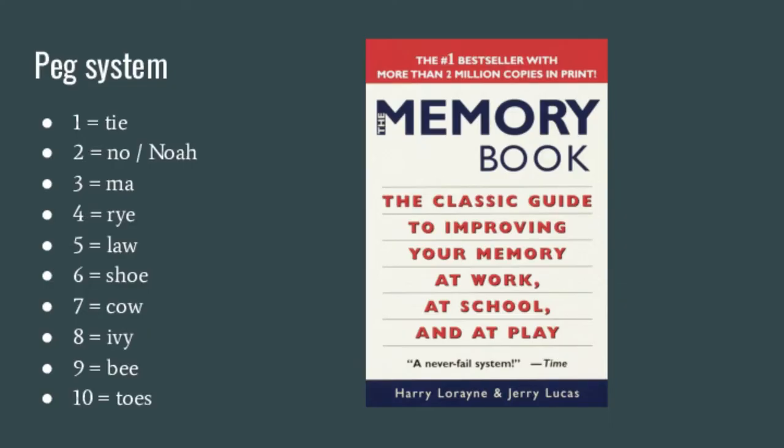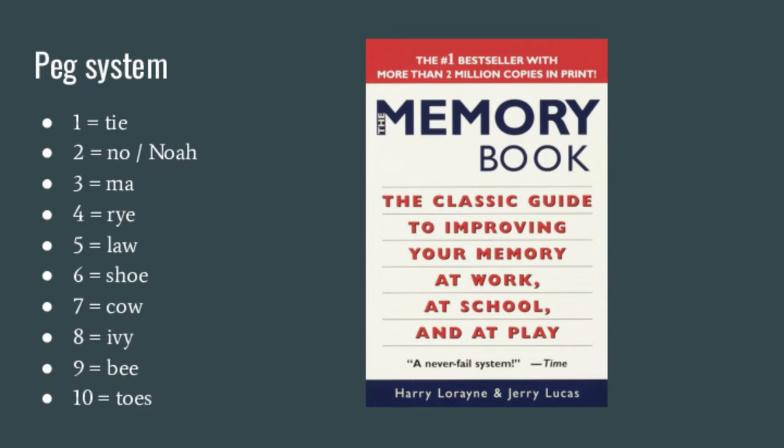So that's kind of for just memorizing numbers. For ordered lists, what you do is you turn each of these consonant values into a regular word, and these words are going to be sort of your peg every time. Every time you memorize a list, you're going to associate the items on that list with these peg words. So one is tie, like a necktie.